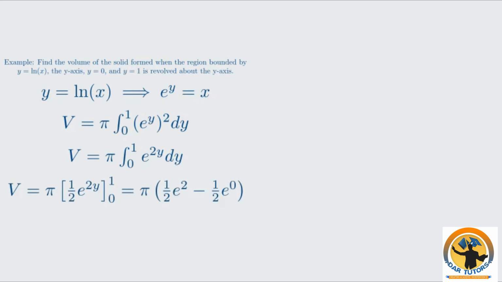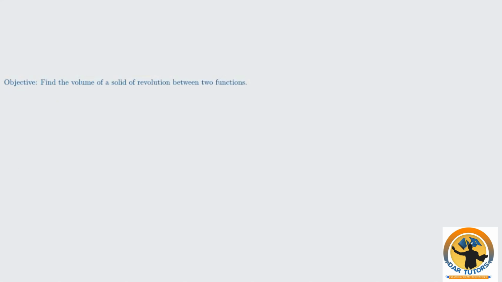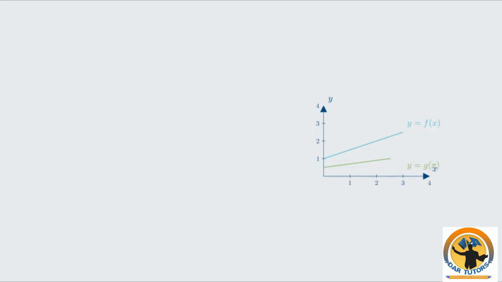Evaluating from 0 to 1, we get pi times 1/2 e squared minus 1/2 e to the 0. Since e to the 0 is 1, the volume is pi over 2 times the quantity e squared minus 1 cubic units. We have now successfully found the volume of a solid of revolution about the y-axis by first inverting the function. Our next objective is to find the volume of a solid of revolution formed by revolving the region between two functions. What if the region we're revolving is not bounded by an axis, but by two curves?